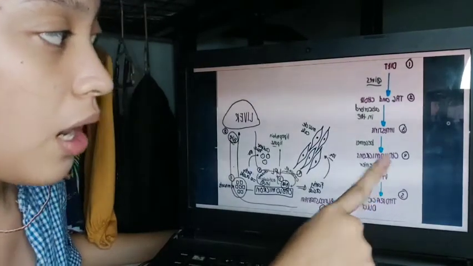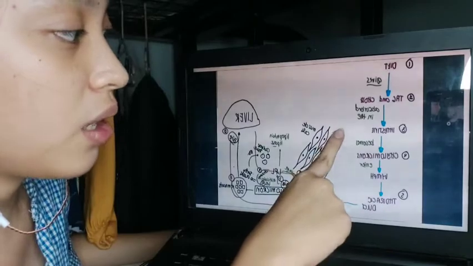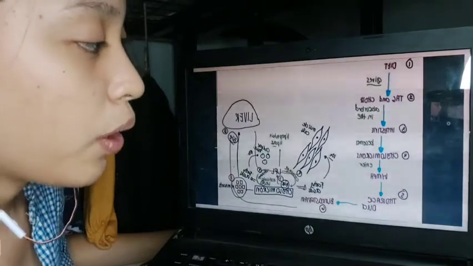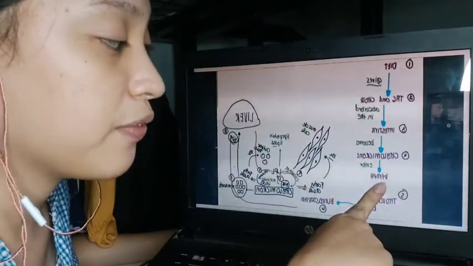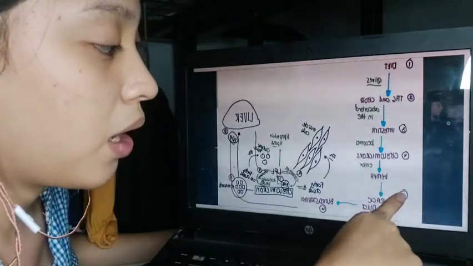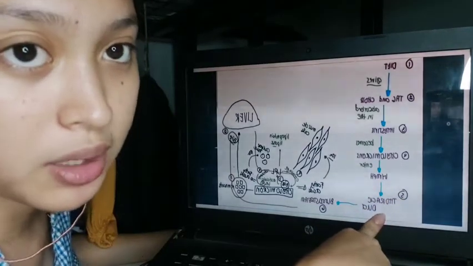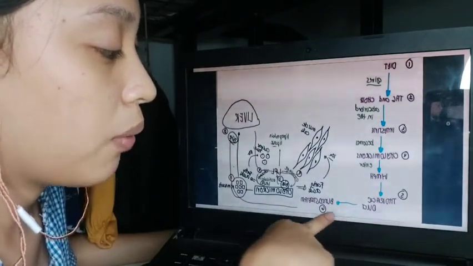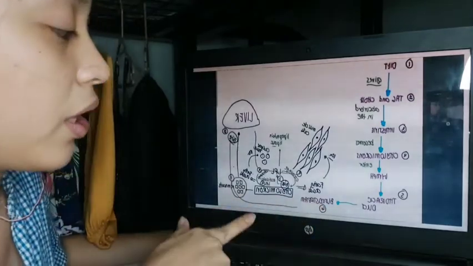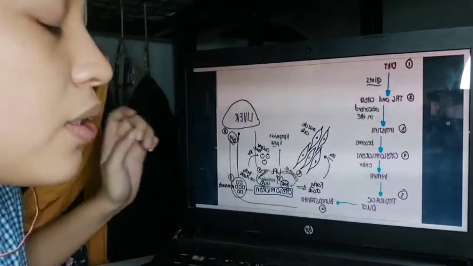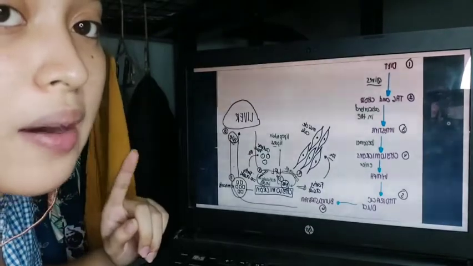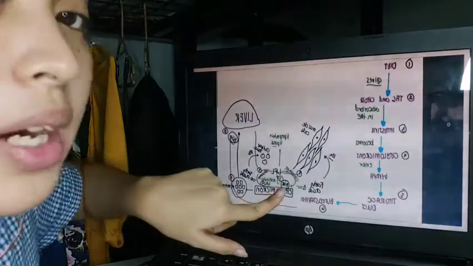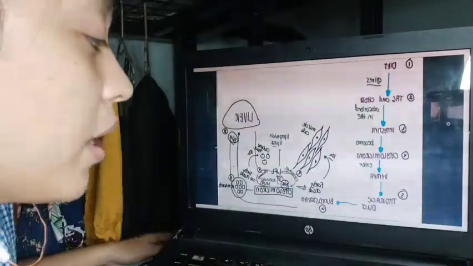Our triglyceride and cholesterol, and also our chylomicrons, are water insoluble. So our chylomicrons will enter our lymph. Our lymph will drain into our thoracic duct, and then from the thoracic duct, it will go into our bloodstream. So in our bloodstream, we have what we call apolipoprotein, which is specifically our B48.